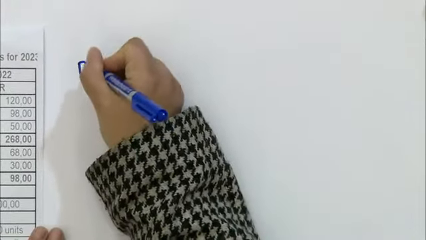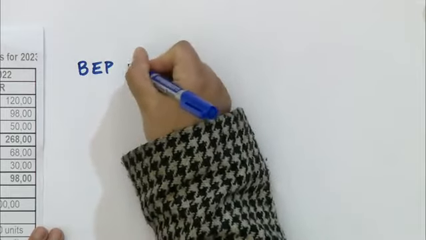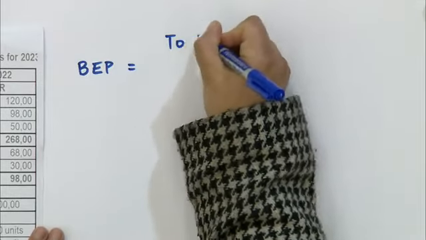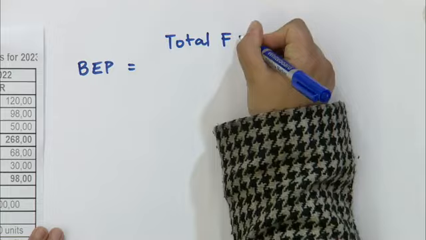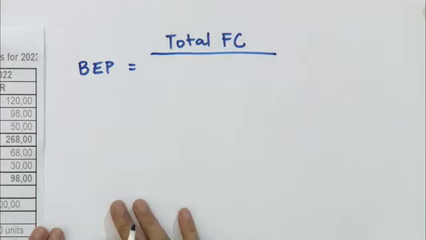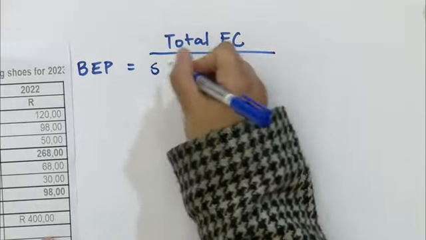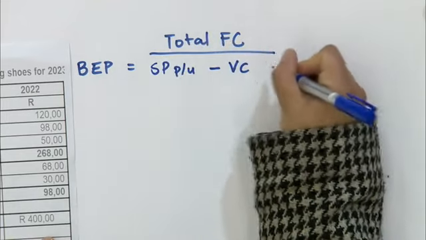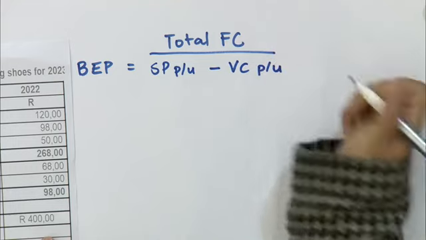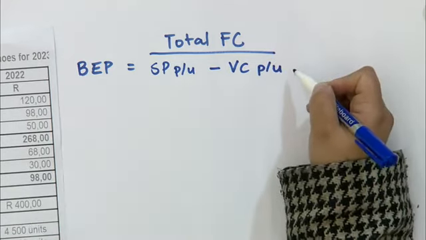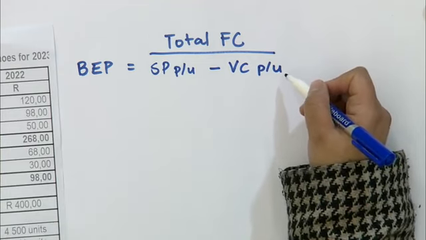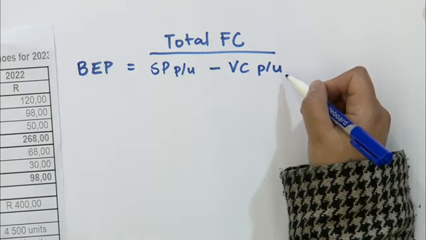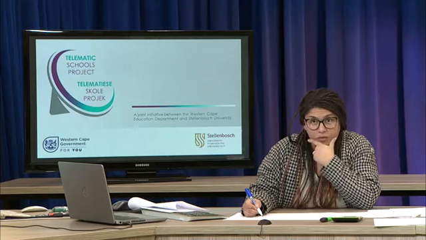Your BEP is equal to your total fixed cost over the selling price per unit minus your VC, or your variable cost per unit. Remember, they also call this contribution costs. Now, when I refer to total factory or fixed cost, I am referring to the actual amounts. I'm not talking per unit amounts.